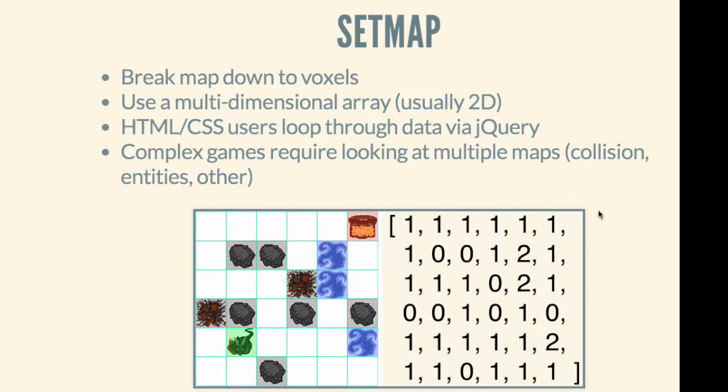If you're using jQuery, a cool thing is if you've got everything set up in a table or a bunch of divs, you can just loop through all the data and create your grid that way, which is kind of nice if you're using the DOM. Also, complex games will require several different maps: collision, entities, maybe some other changing data. And you can layer this map data into your map API. We won't be going into that, but it is totally possible to do. Done it before on projects.